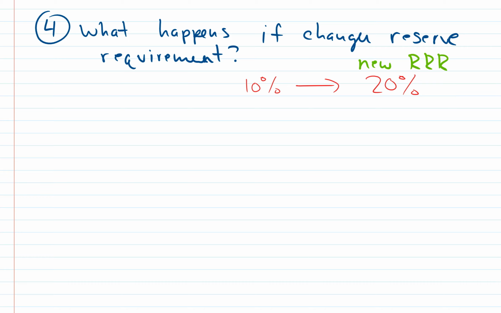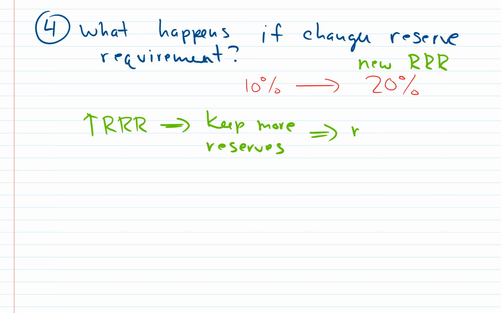Okay. So let's first give the basic idea, and then let's actually show it. If we raise our required reserve ratio, then you must keep more reserves. That means you're going to make smaller loans, right? You're going to make fewer loans, less total money will be loaned. So this is going to decrease the multiplier. This multiplication will be smaller. Let's go ahead and see how it looks.